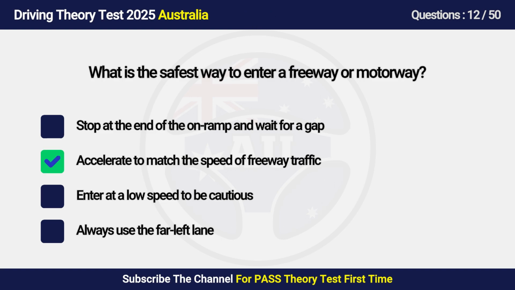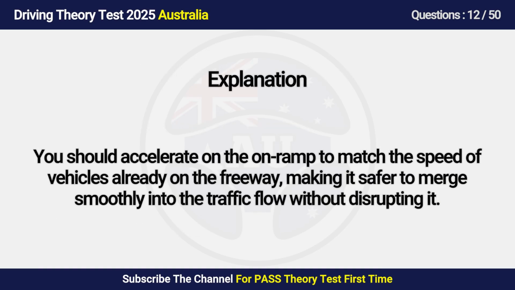Answer is B. Accelerate to match the speed of freeway traffic. You should accelerate on the on-ramp to match the speed of vehicles already on the freeway, making it safer to merge smoothly into the traffic flow without disrupting it.